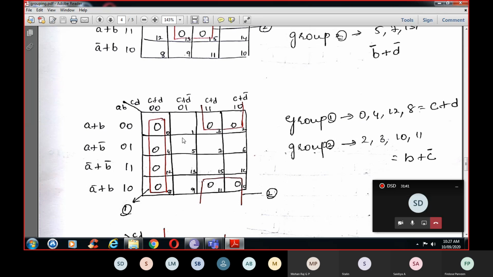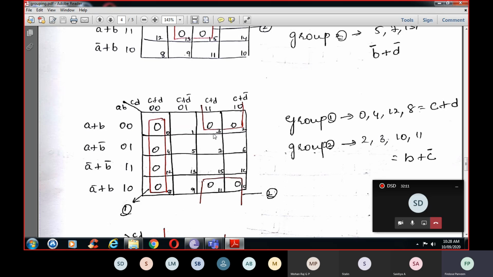So now again, cells 0, 4, 12, 8 is one group. 2, 3, 10 and 11 is one group. So group 1, this group is covering all the rows. So I will not be taking any variable or any literal here. Here it is covering only one column. It is C plus D. So I'll be writing C plus D.